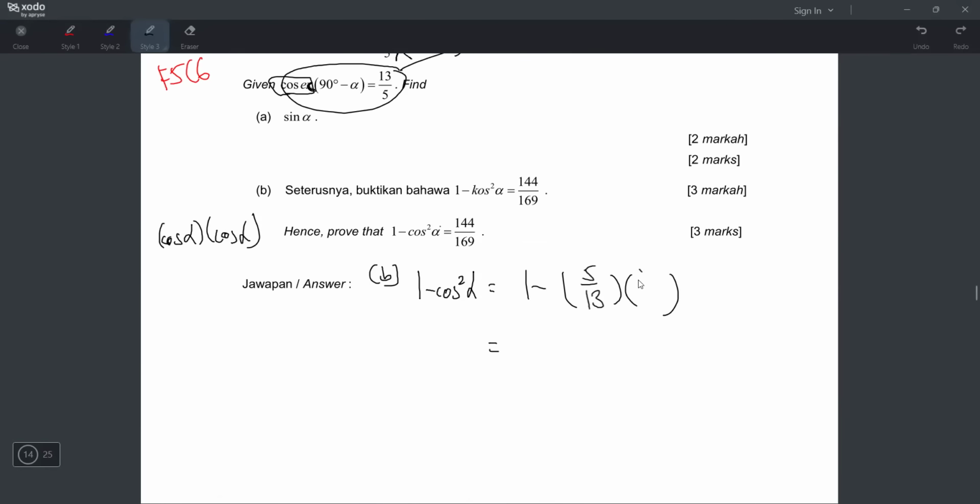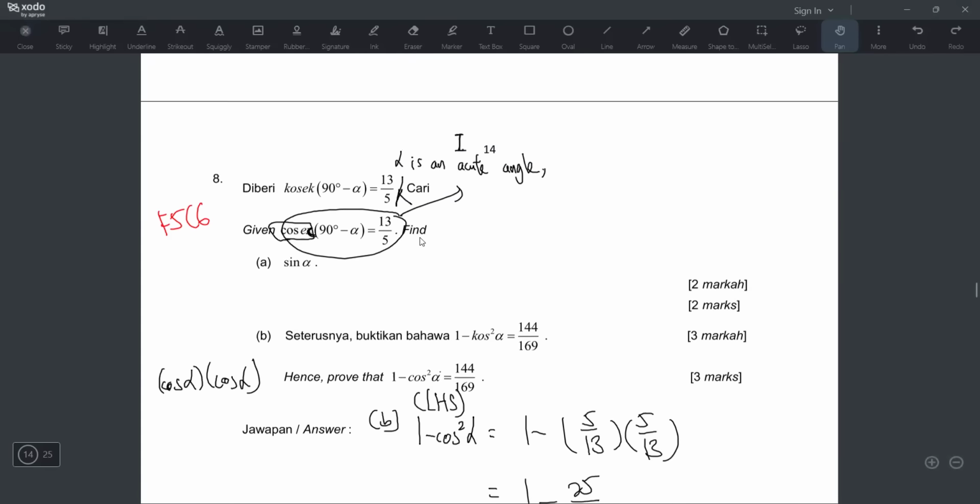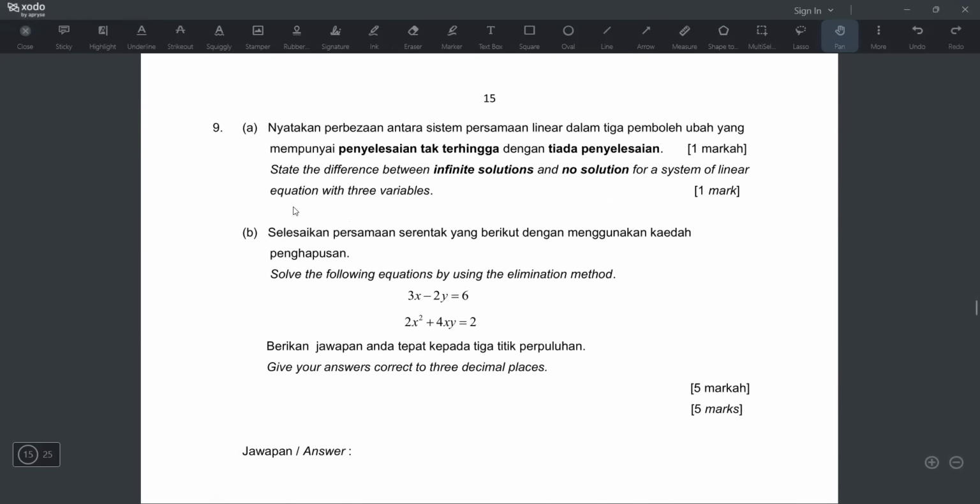Okay. But we have to write it once more, because it is squared, cos square. So cos alpha, cos alpha. So it will be 1 minus 5 over 13 times 5 over 13, top times top, bottom times bottom. So 25 over 169. And when you subtract, you get 144 over 169. Okay, proven. This is the left hand side and this is the right hand side. So proven, because your answer already matches the answer they want. Okay, very easy. That's all.